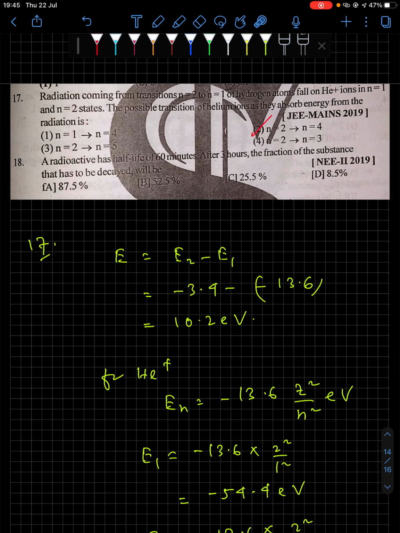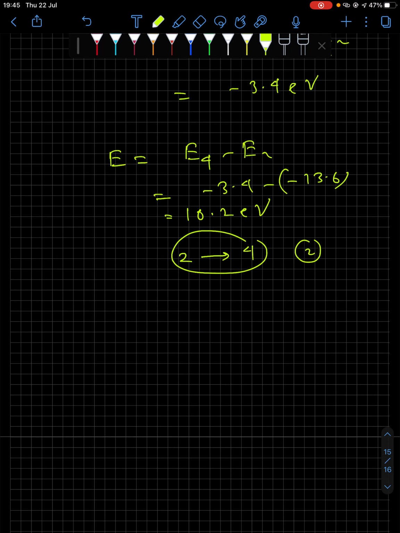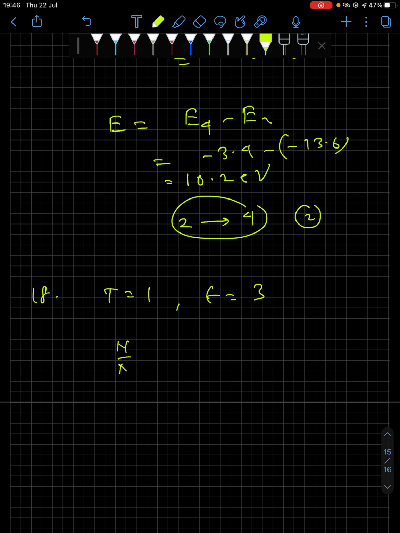Next, last question. The radioactive substance has a half-life of 60 minutes. After 3 hours, what fraction of the substance will have decayed? Firstly, 60 minutes is 1 hour. So question number 18: the half-life is 1 hour, and the given time is 3 hours. We know N by N naught is half to the power t by T. So half to the power 3 by 1, which is 1 by 8.